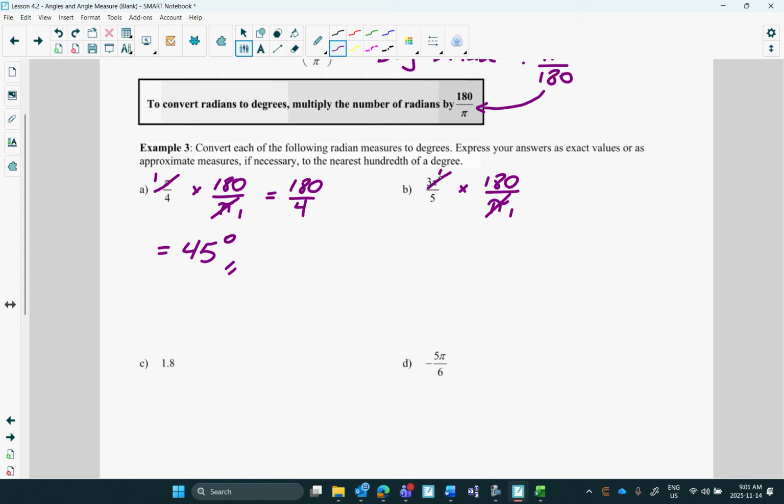So for this one, you could try and reduce. It is possible to reduce. You could divide both of these by 5, or just do 3 times 180 divided by 5. Okay? So you could just do this, which gives us what? 540 divided by 5, 108. 108? Yeah. 108 degrees exactly.